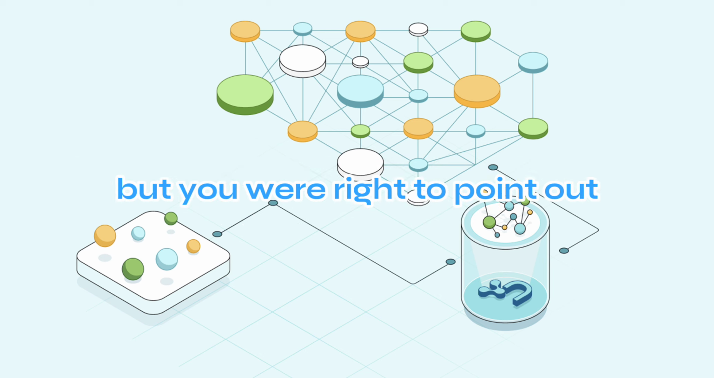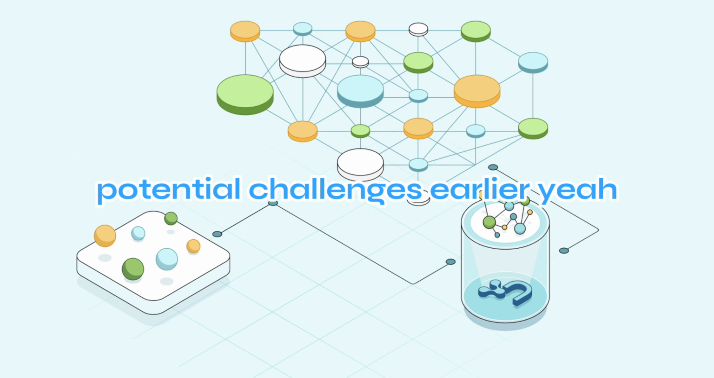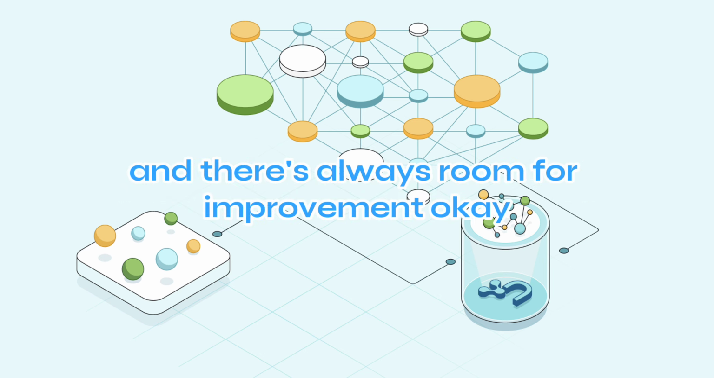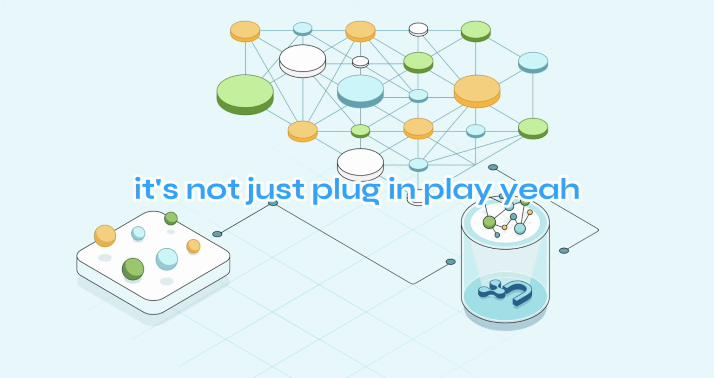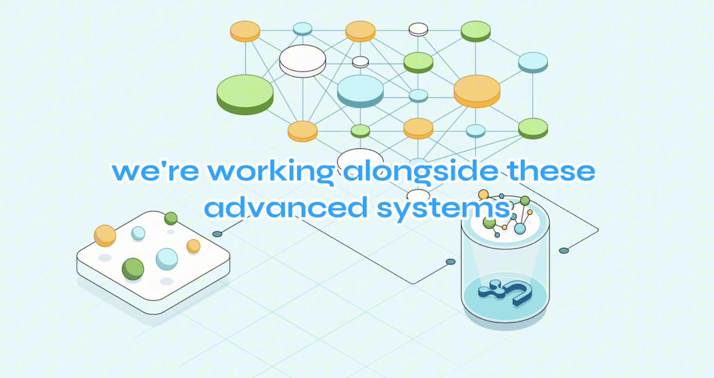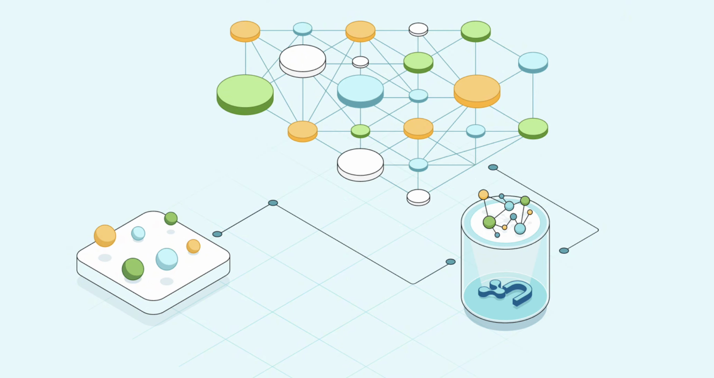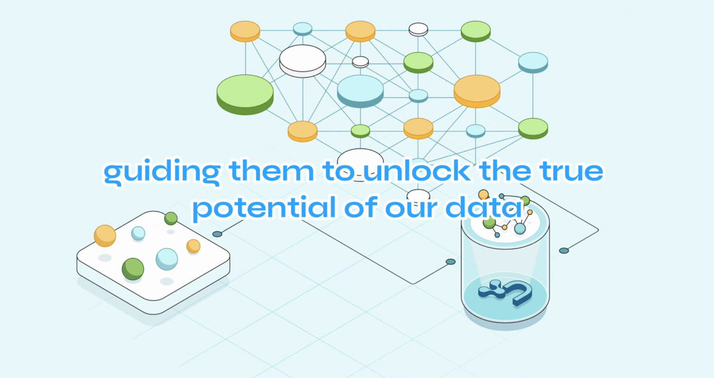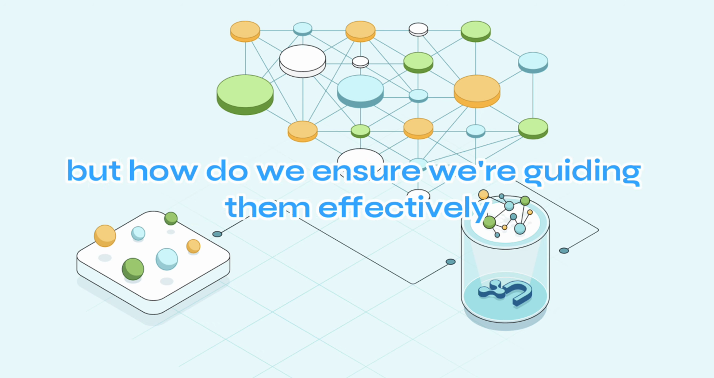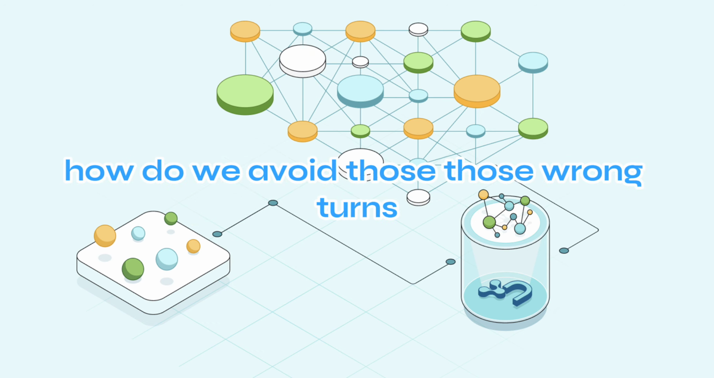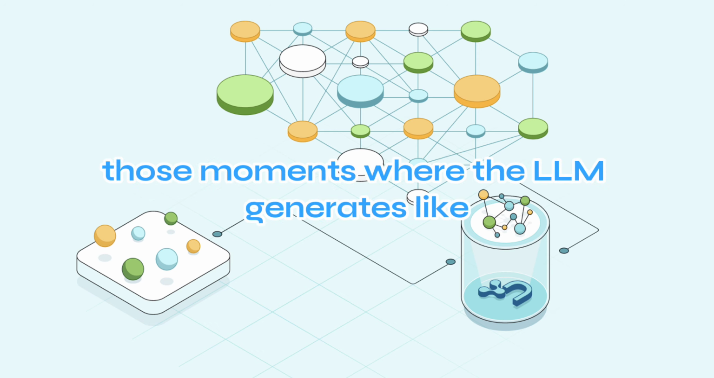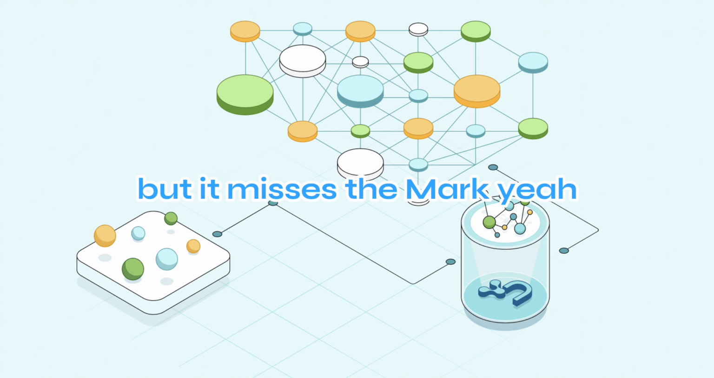But you were right to point out potential challenges earlier. LLMs are still learning, and there's always room for improvement. That's what makes it so fascinating. It's not just plug and play. We're working alongside these advanced systems, guiding them to unlock the true potential of our data. But how do we ensure we're guiding them effectively? How do we avoid those wrong turns you mentioned, those moments where the LLM generates a technically sound query, but it misses the mark?